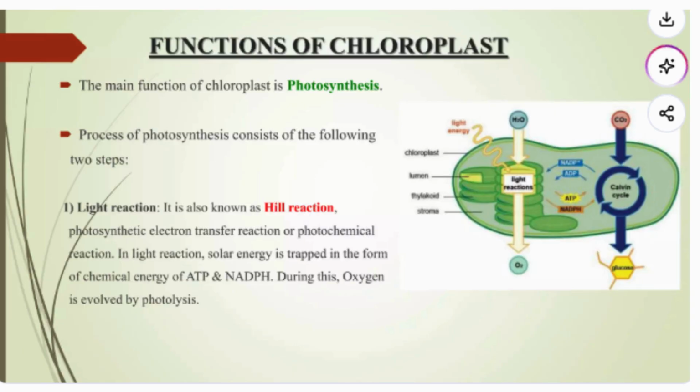So now the function of the chloroplast. The most important function of the chloroplast is photosynthesis. The process of photosynthesis consists of the following two-step process. The first one is the light reaction, also known as the Hill reaction. This involves photosynthetic electron transfer and photochemical reactions. In the light reaction, the solar energy is trapped in the form of the chemical energy of ATP and NADPH. During this, oxygen is evolved by photolysis. So this is all about the chloroplast, their structure, function, and their important role in photosynthesis.